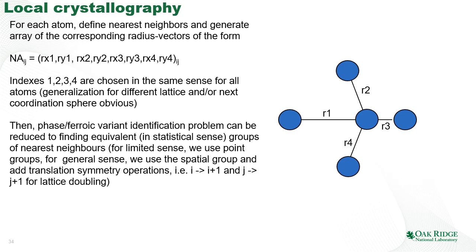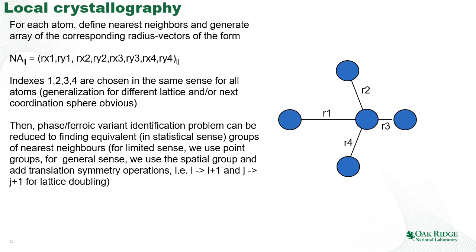So, the approach of local crystallography is predicated on the following concept. For each atom, we define the nearest neighbors and generate the array of the corresponding radius vectors of the form Rx, Ry. So this is the radius vector to the first neighbor, radius vector to the second neighbor, third neighbor, and so on. These indices 1, 2, 3, and 4 are chosen in the same sense for all the atoms. Of course here we have the example for the square lattice, but the generalization for other lattices and further coordination spheres is obvious.